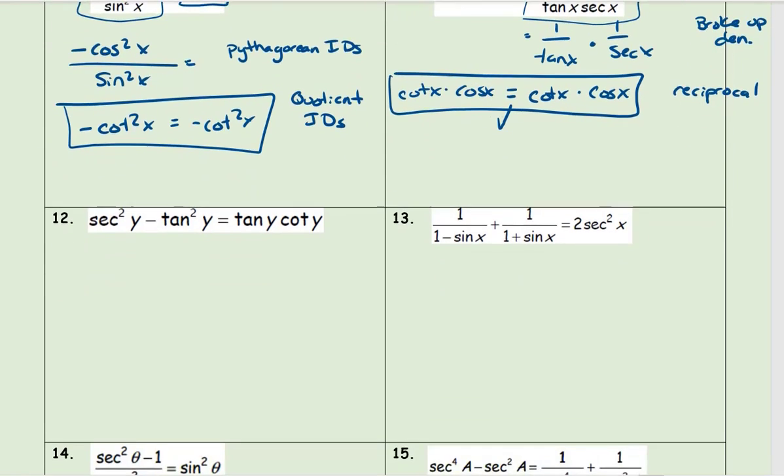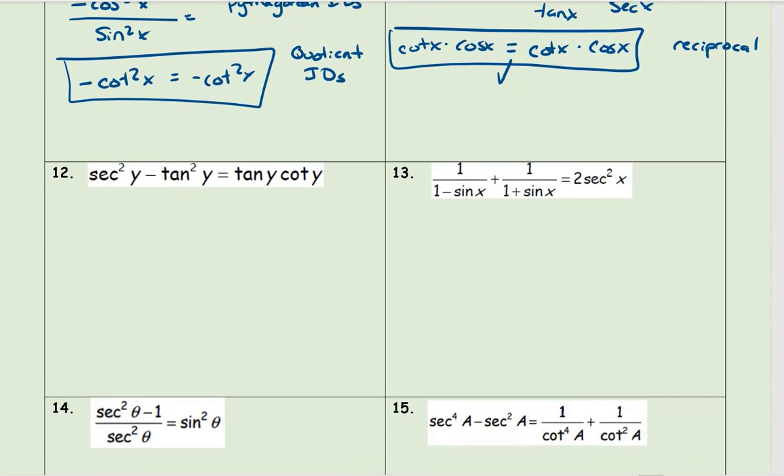Okay, so now on number 12, I see something a little bit more tricky. Now we have secant squared y minus tangent squared y is equal to tangent y times cotangent y. So what I'm going to do is look at the left side of the equation first. If you look at your Pythagorean identities, you see that secant squared y minus tangent squared y is actually just equal to 1. And how did we get that? That was the Pythagorean identity.